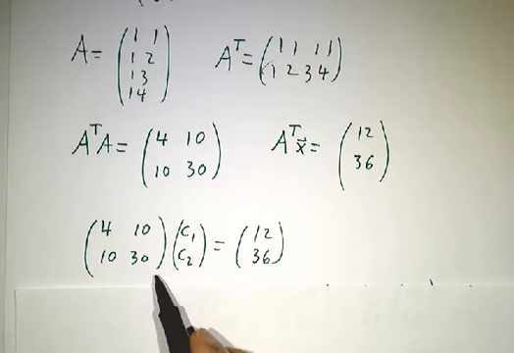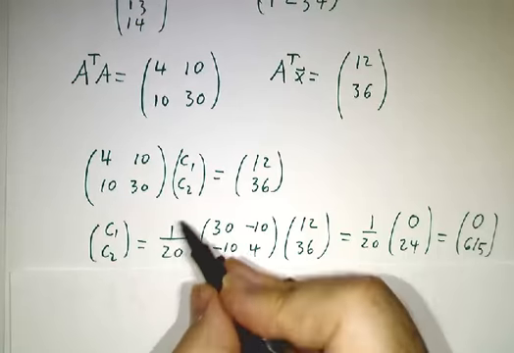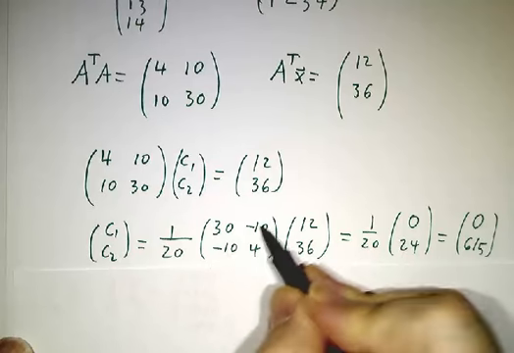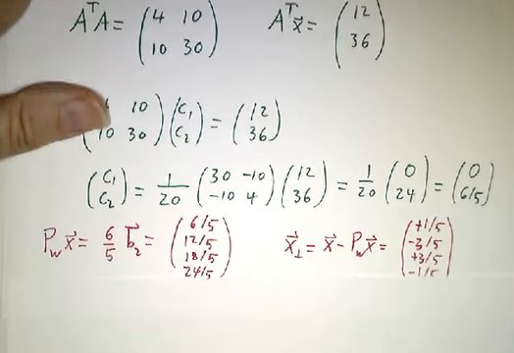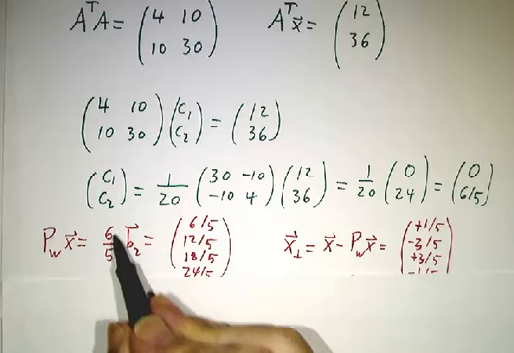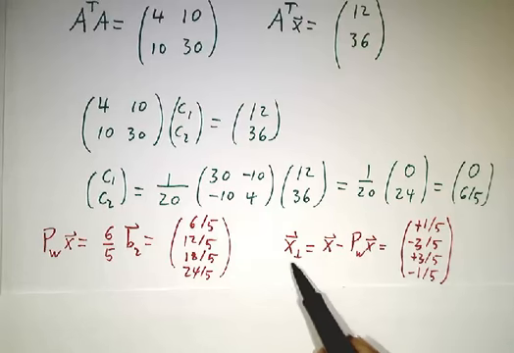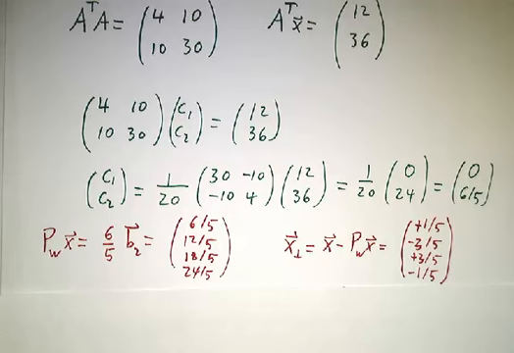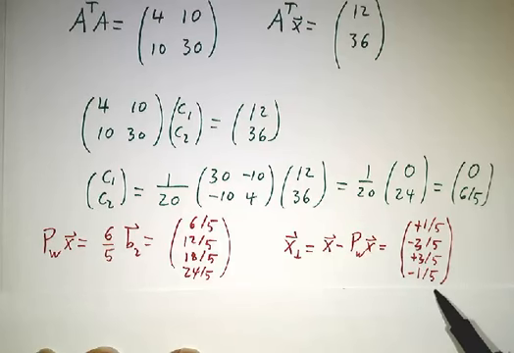And when you have a 2 by 2 system, it's easy to find the inverse of a 2 by 2 matrix. The inverse of the 2 by 2 matrix is 1 over the determinant times you swap the 4 and the 30, and you take minus signs applied to the 10s. And you multiply it out, and you get 0, 6/5. So that means that the projection of X is 6/5 times B2, and here is 6/5 times B2, and X perp is what's left over. That works out to 1/5 minus 3/5, 3/5 minus 1/5, and you can check that that's orthogonal to 1, 1, 1, 1, and it's orthogonal to 1, 2, 3, 4. So there is our example.